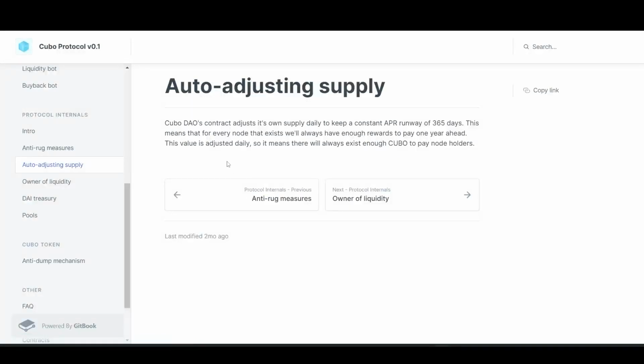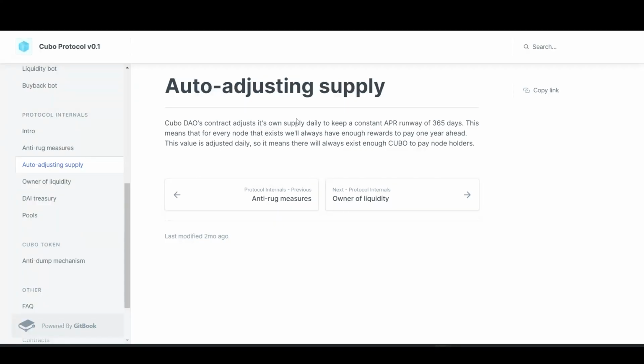Auto adjusting supply. CUBO's DAO contract adjusts its own supply daily to keep a constant APR runway of 365 days. This means that for every node that exists, we'll always have enough rewards to pay 1 year ahead. The value is adjusted daily, so it means there always exists enough CUBO to pay node holders. So this is pretty cool. They have a 1 year runway unless they announce otherwise. So you're guaranteed to get rewarded at least 1 year when you mint a node.